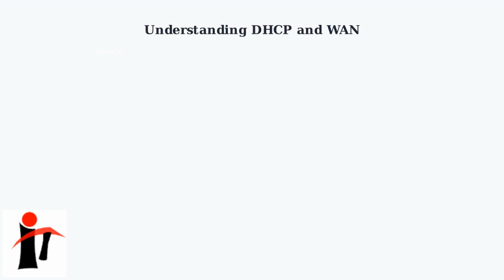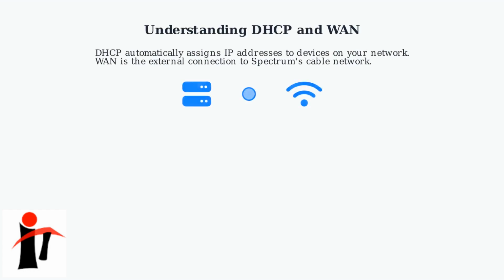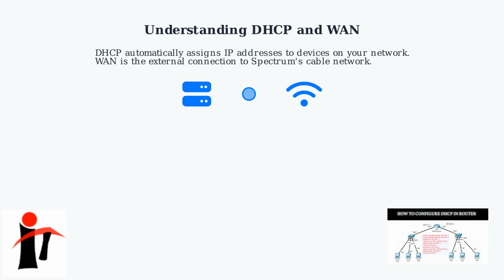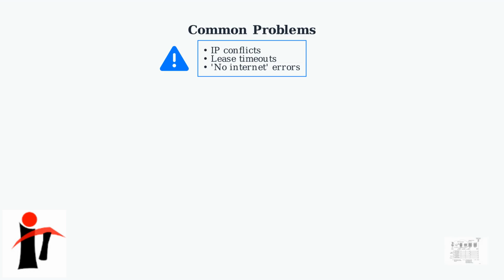When basic troubleshooting doesn't work, focus on DHCP and WAN settings. DHCP automatically assigns IP addresses to devices on your network. WAN refers to the external connection to Spectrum's cable network. Problems like IP conflicts or lease timeouts can cause no internet errors. These issues interrupt the DHCP process or WAN connectivity.